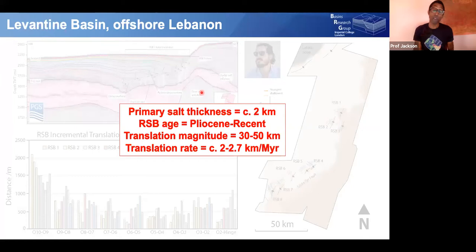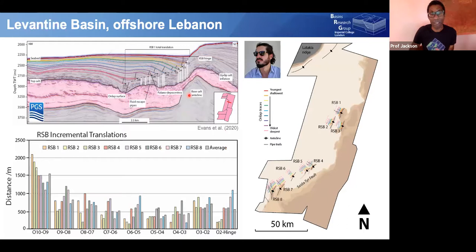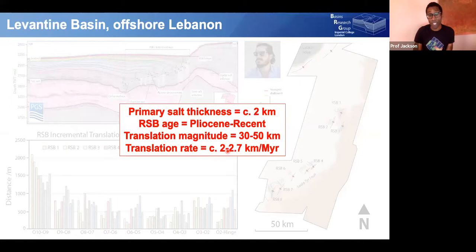All I want to pull out of Sean's work, rather than representing any of it, because she did an amazing job of that already, is to say, okay, here we had relatively thick salt of a couple of kilometers. These Ramp-Syncline basins are really young, Pliocene to recent, in contrast to the other examples we looked at earlier. The translation magnitudes are not that much, a few kilometers. If I step back, they're probably around 5, 6, 7 kilometers translation. And here we have relatively rapid rates of translation of 2 to 2.7 kilometers per million years.